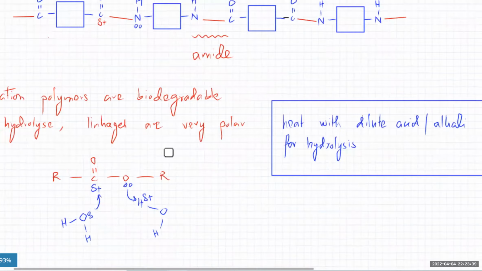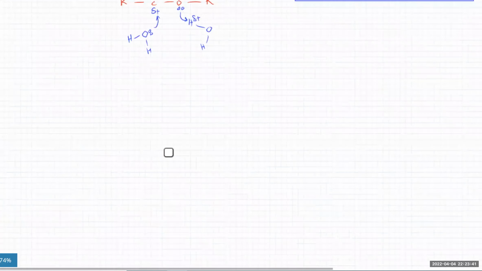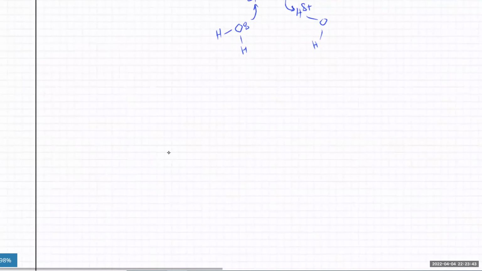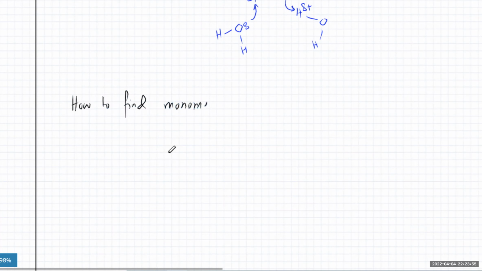So this is slightly tricky. How do we find monomers from repeat units? I'm talking about the reverse. So how do we do that?